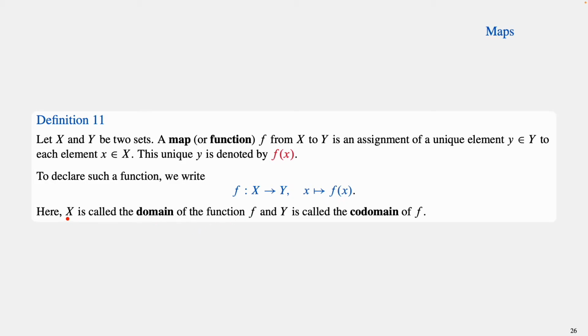We say that the set X is called the domain of the function f, so this is where the inputs for f are taken. And the set Y is called the codomain of f, so the codomain is where the output values are taken in.